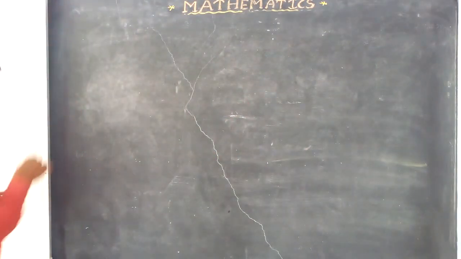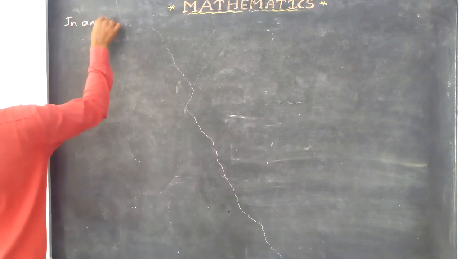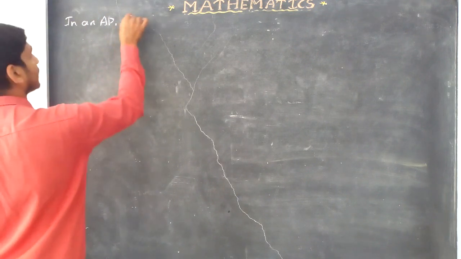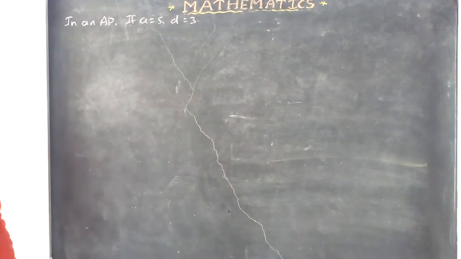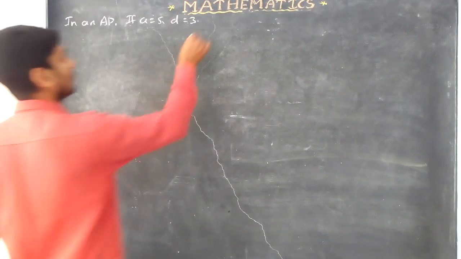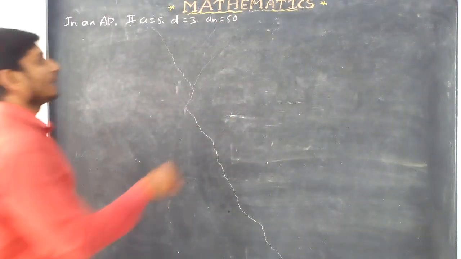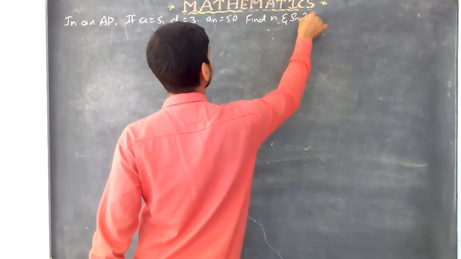In an AP, the question is: in an AP, if a equals 5, d equals 3, an equals 50, find n and Sn. That is the question. Find n and Sn is the question.